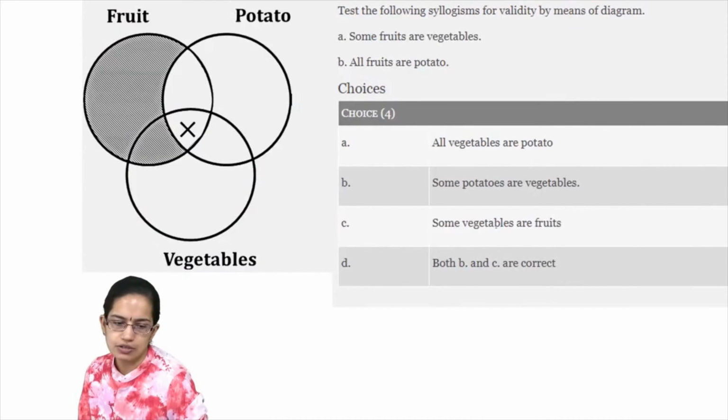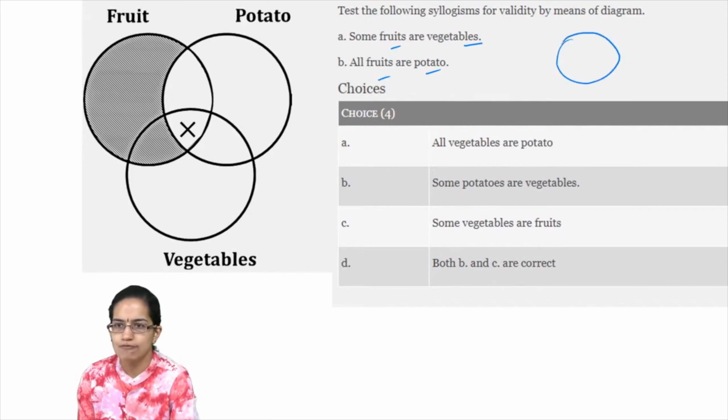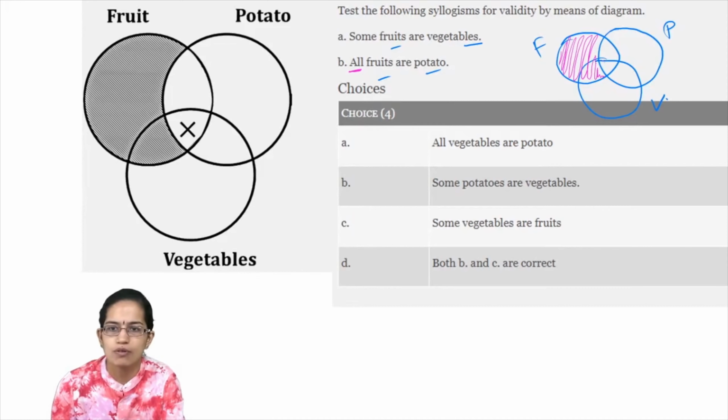Now here there is another question on syllogism. You have again fruits, potatoes and vegetables that are there. So let's mark it fruits, potatoes and vegetables. Now in the very first round, I say you have all is the statement that we take first. So all fruits are potatoes. So fruits, if any, would be potatoes. That means there would be no fruits in this region which are not potato. Some fruits are vegetables. So some of the fruits are vegetables. That means I mark X here.